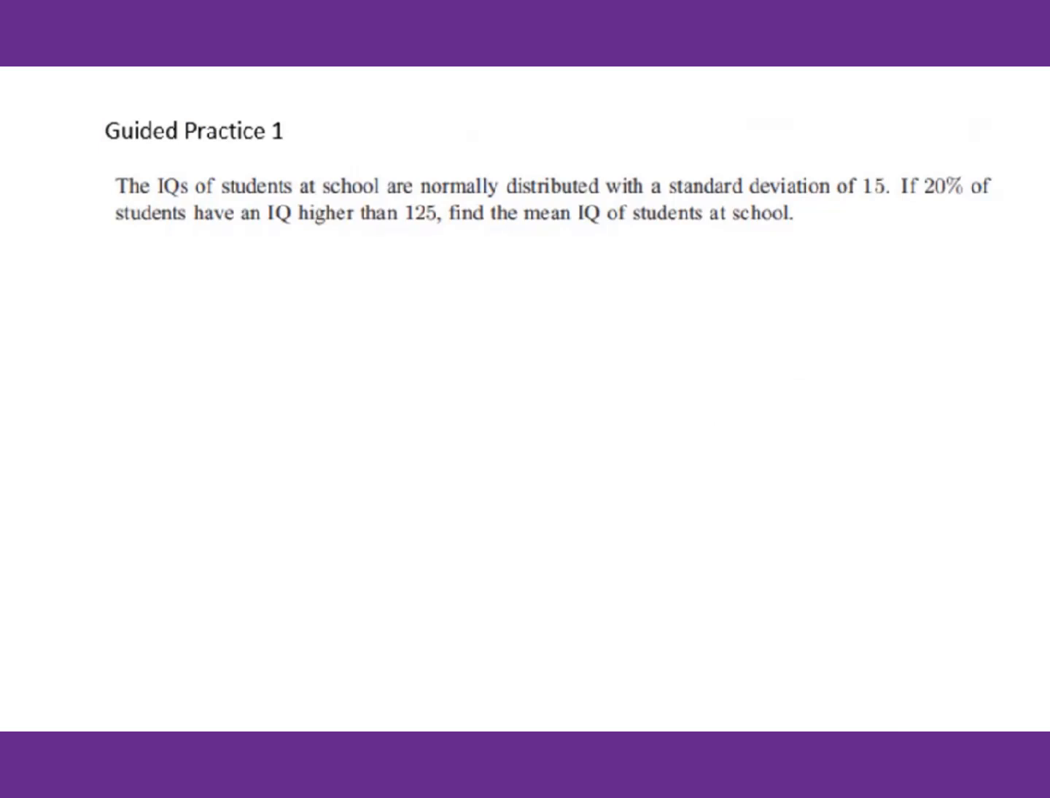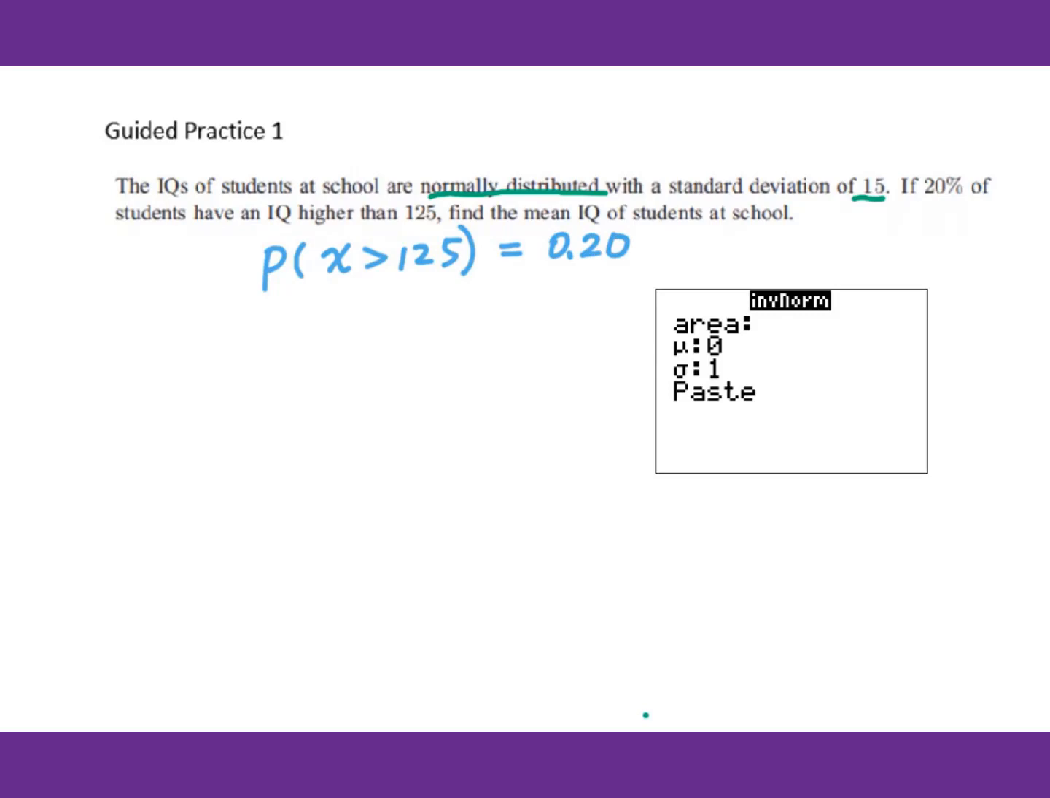The IQ of students at a school is normally distributed with a standard deviation of 15. If 20% of students have an IQ higher than 125, find the mean IQ of the students at school. According to the given information, we know that the probability x greater than 125 equals 0.20. So the first step, we need to figure out that z-value.